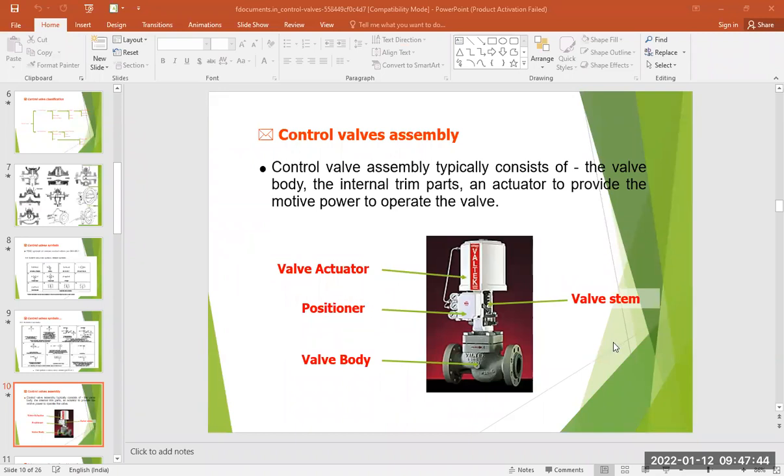So this positioner helps with the travel, for linear motion or rotary type of motion, transferring energy from the actuator division to the valve body.